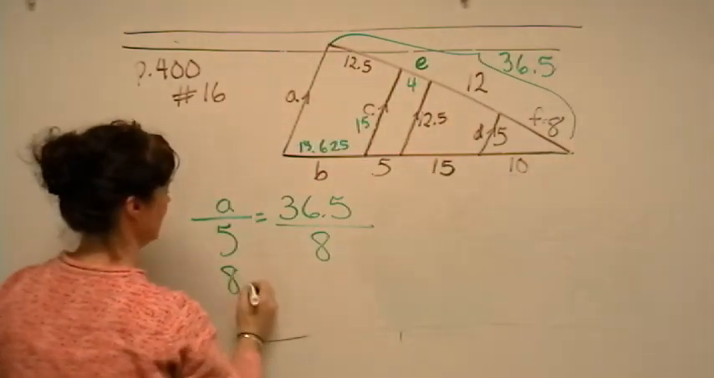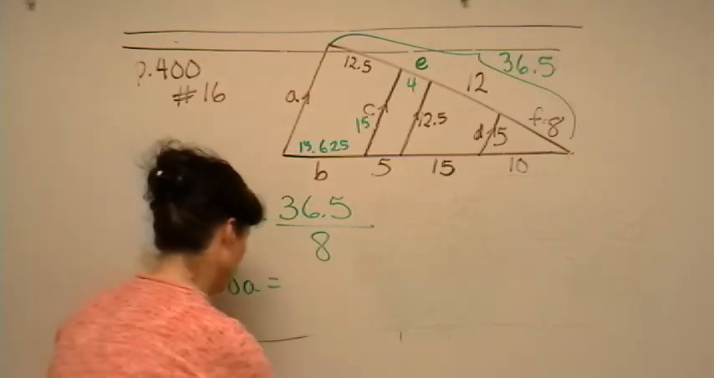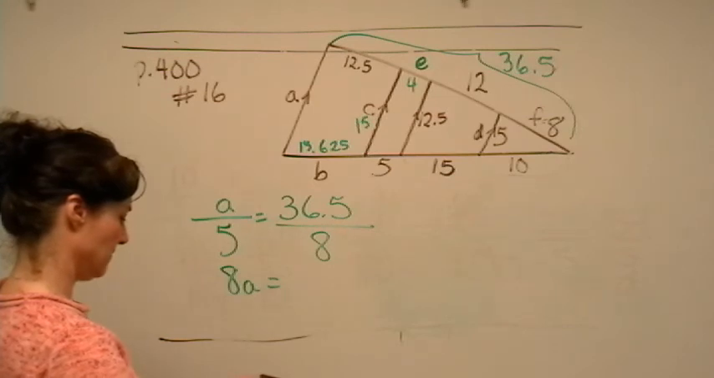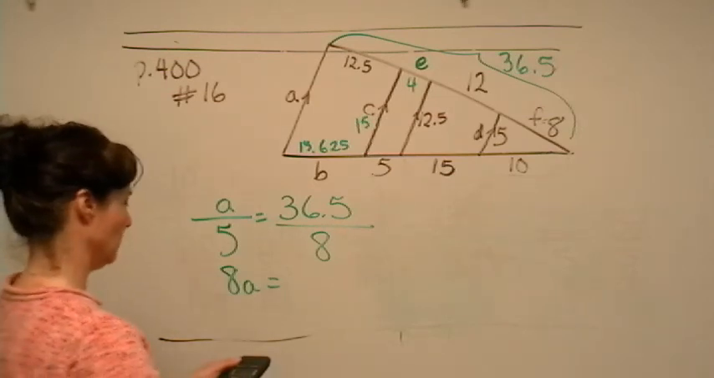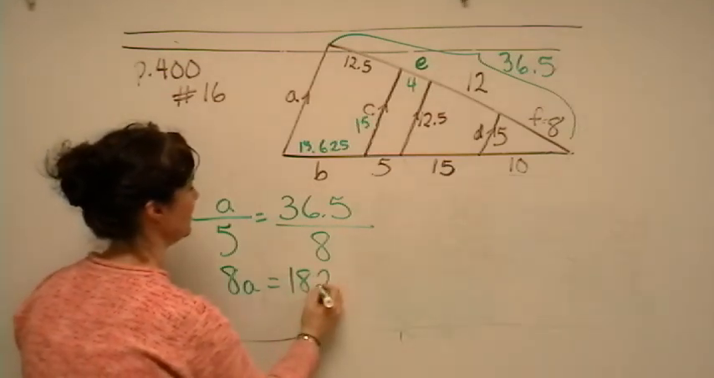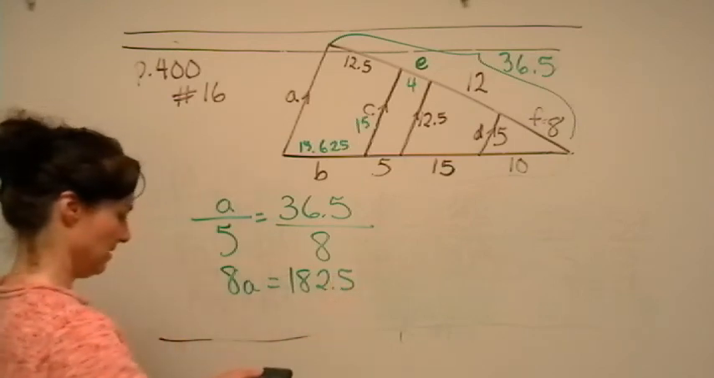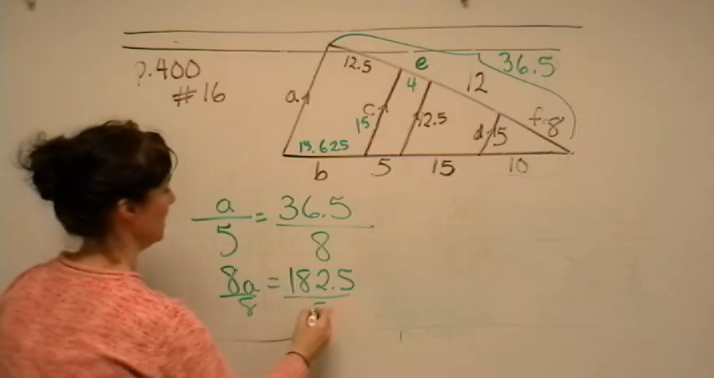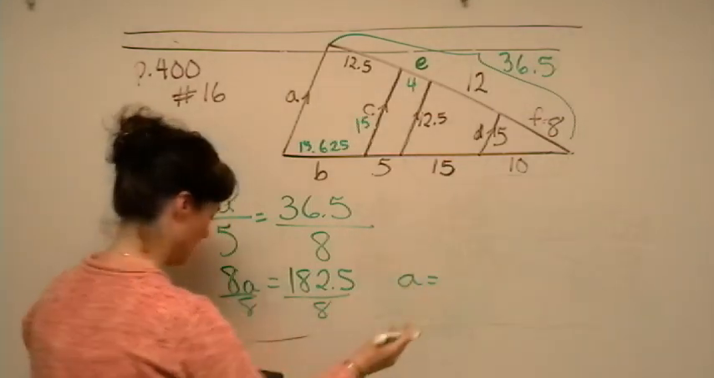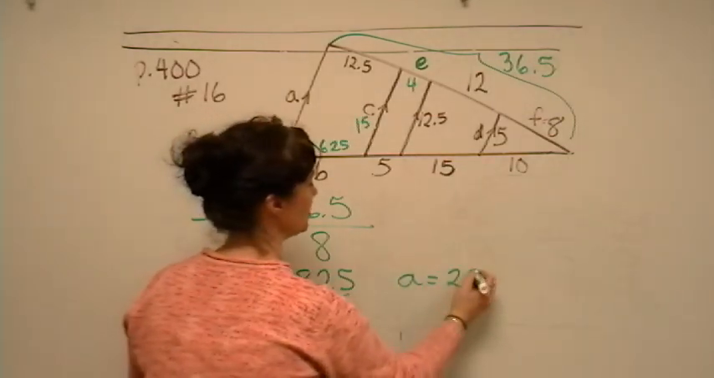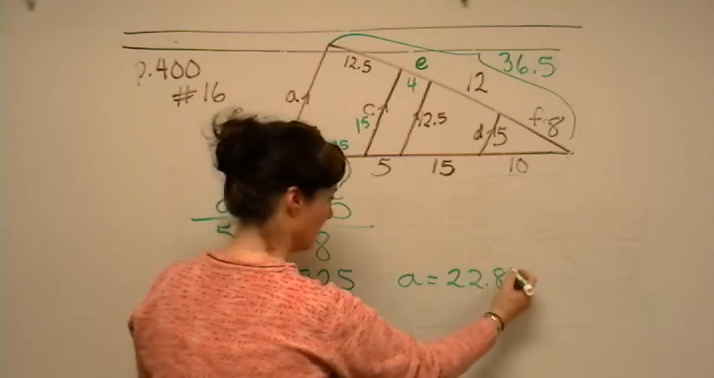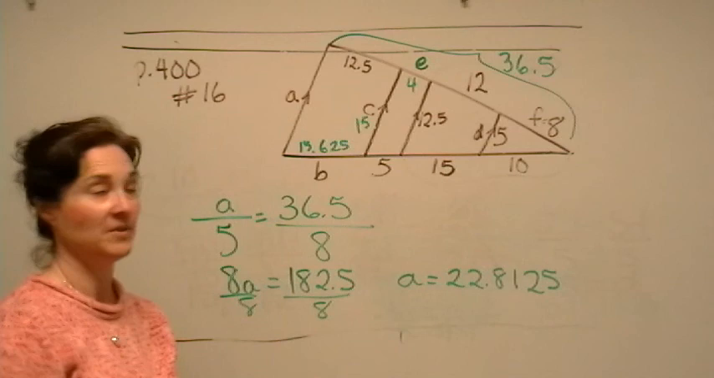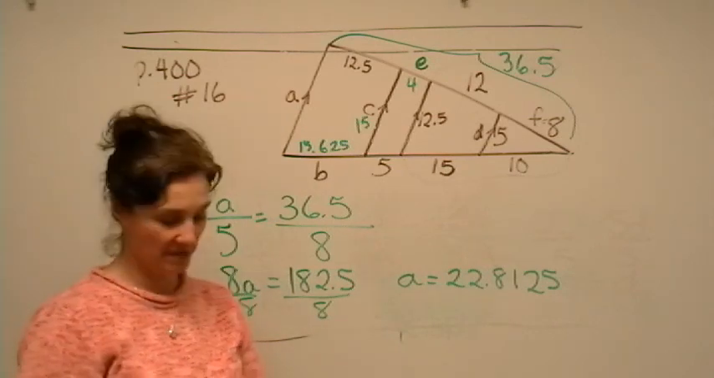Okay, so we get 8A equals 5 times 36.5, which is 182.5. Then divide both sides by 8, and we get A is equal to 22.8125. Okay, and that's how to work number 16 on page 400.